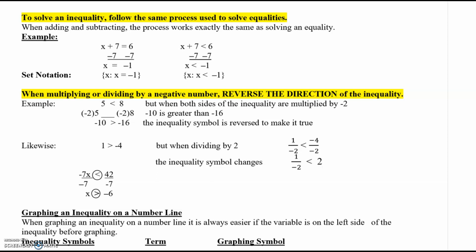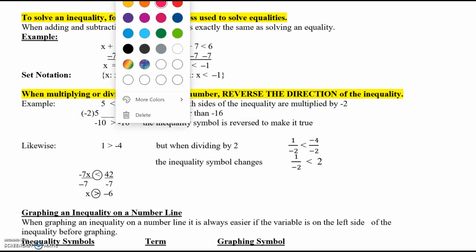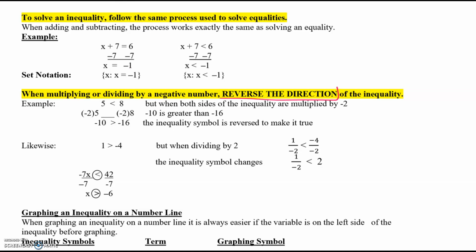So there is a trick or catch when you multiply or divide inequalities, because when you multiply and divide by a negative, you must reverse the direction of your inequality symbol. Let me make this smaller. I had this a little bit bigger because I was doing some notes and you couldn't see them. Okay, reverse the direction of the inequality.